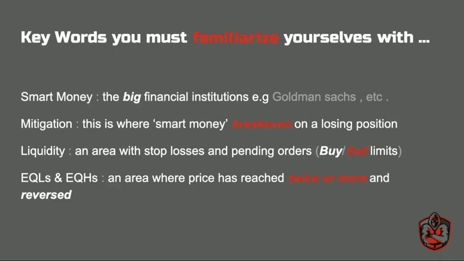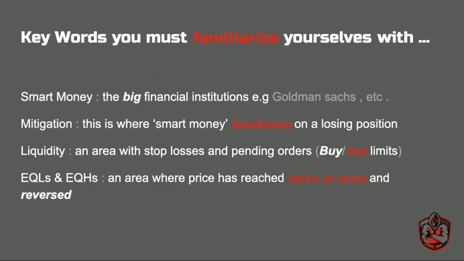Keywords I want you guys to familiarize yourselves with is smart money. Smart money is a word to identify the market movers. So when I say smart money, I'm referring to the big financial institutions, such as the hedge funds, institutional banks, etc. Goldman Sachs, JP Morgan, all of that. Mitigation. You're going to hear me using that word quite a lot in the next lesson when I teach you guys all the blocks. Essentially, all it means is that this is where smart money break even on their losing position.